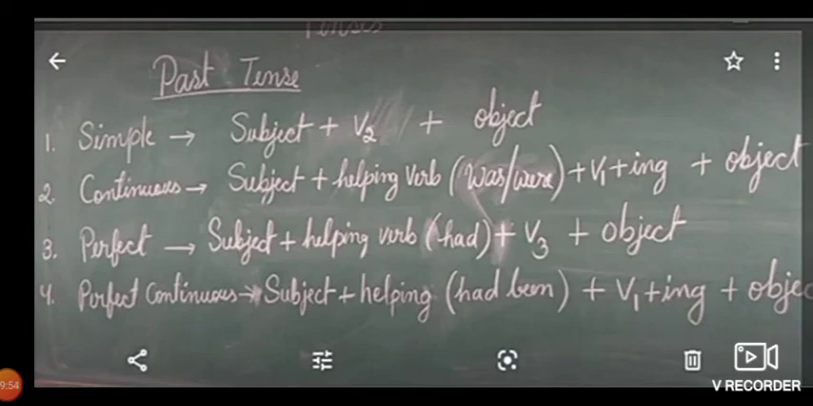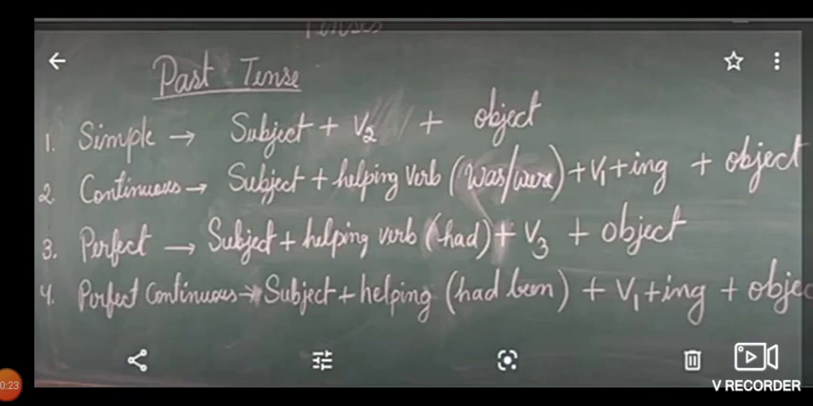Now the fourth one, past perfect continuous. The formula is subject plus helping verb had been plus first form of the verb with ing plus object. She had been writing a letter. Now, with this, we have done the past tense.